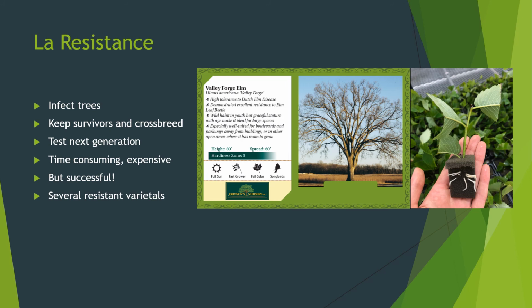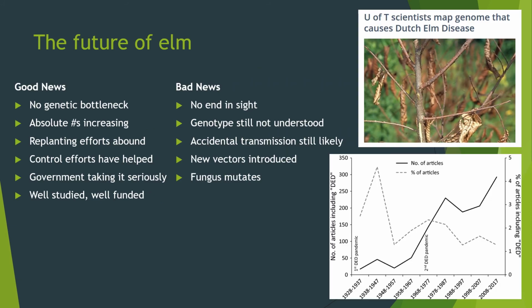We now have about a dozen or so species that are proven resistant cultivars, and they are only getting better. All right, so where does this leave us? What does it look like? Will elms survive? The good news is that when you look at the genetics, there doesn't seem to be a bottleneck, and this is because with those established trees, even though you do see the tree itself dying back, the roots persist, so those genes are still in the ecosystem.